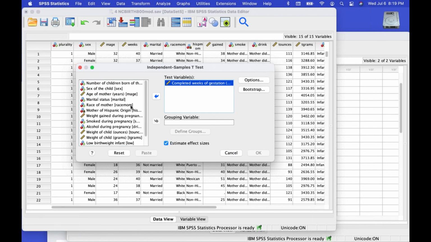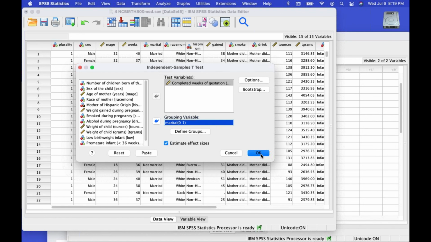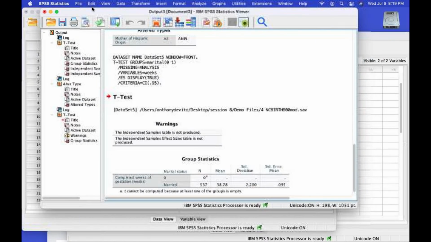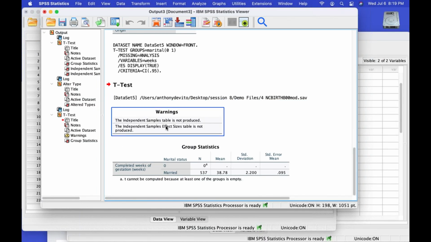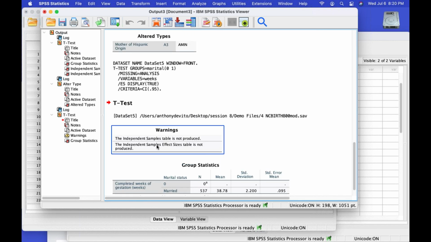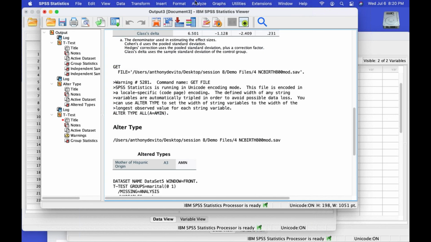So here's my output table, and it didn't produce my table. The independent samples table is not produced. There's something wrong. So I must have gotten that part wrong. Actually, what I really should do is just go back to my variable view and look at marital status. Oh, the values are 1 and 2, not 0 and 1. So in case you run into that problem, you know what might be causing it.